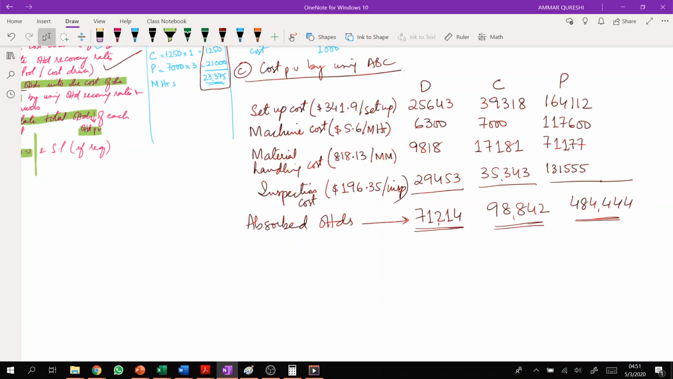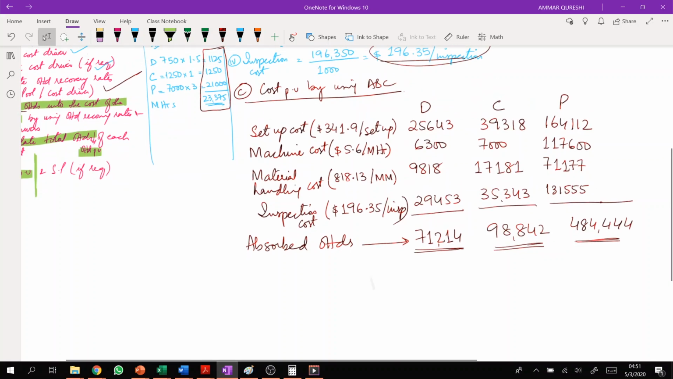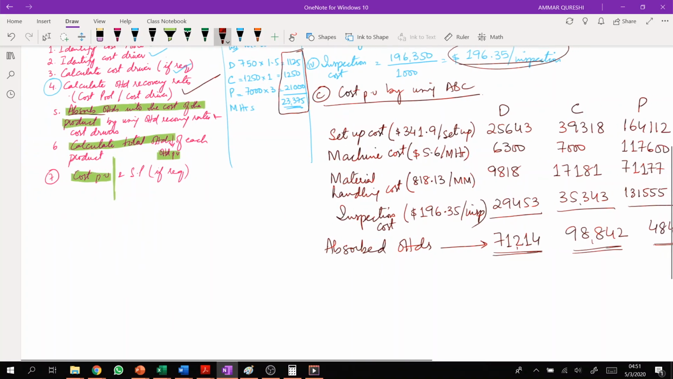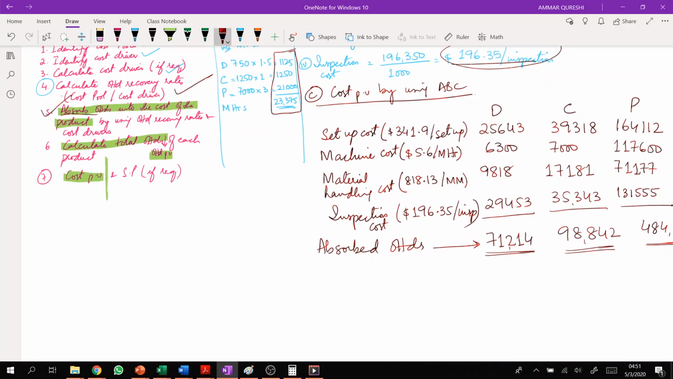All right, so these are the total overheads. I just summed all these overheads. So these are the overheads of product D, product C, product P. Now we are done till this part. We absorb overheads into the cost of the product. Now we have to calculate total overhead, that's also done, and overhead per unit.